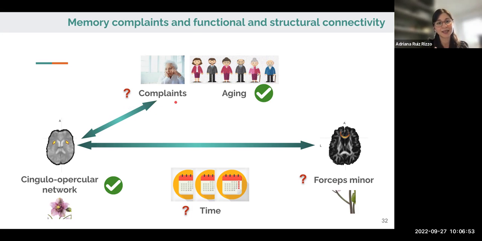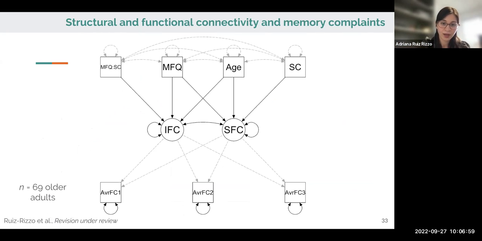So in the next study, in the Connect lab, I tried to integrate all these components. We did so in this model, a latent growth curve model. This might seem a bit abstract, so I'm going to try to walk you through it. This was a study conducted in 69 older adults, also at the Connect lab.